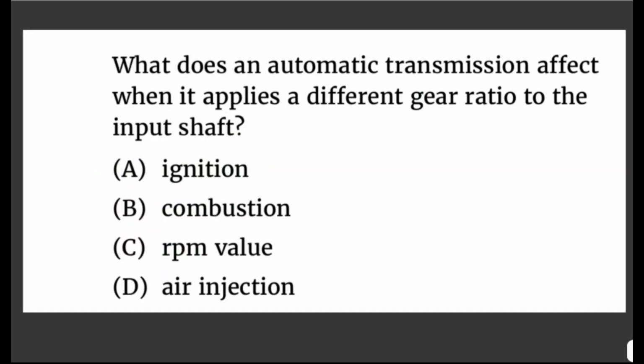What does an automatic transmission affect when it applies a different gear ratio to the input shaft? A. Ignition, B. Combustion, C. RPM value, or D. Air injection? The answer here is letter C. The value of a vehicle's revolutions per minute, or RPM, changes when a vehicle changes gears.